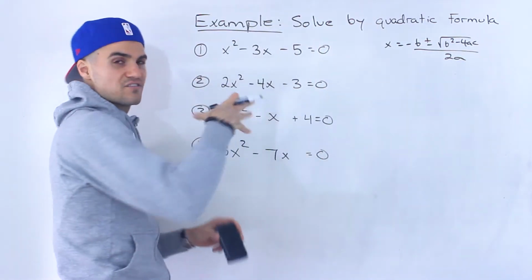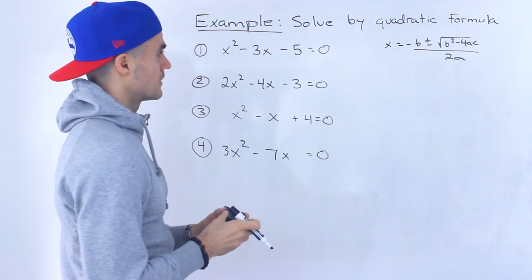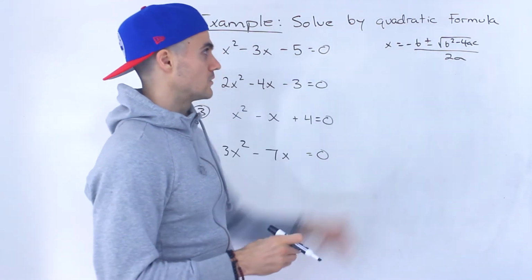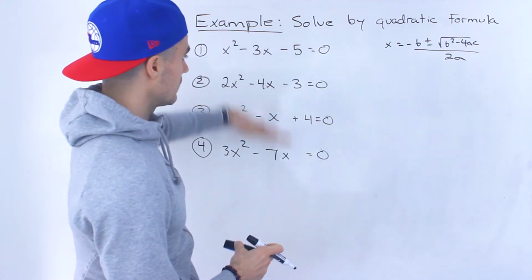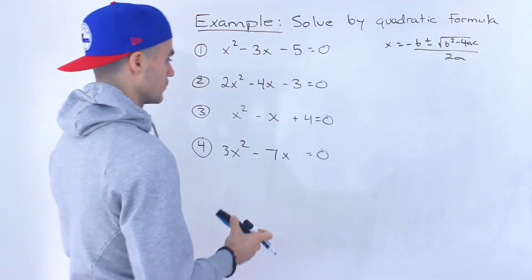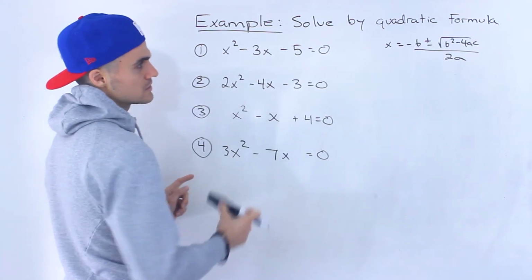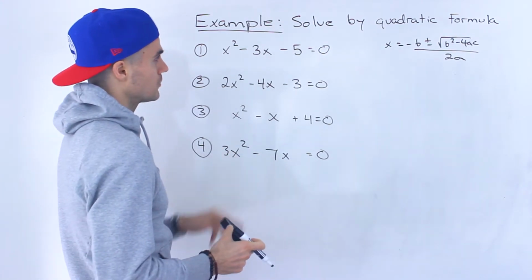If something doesn't factor smoothly, you can always take a quadratic equation and put it through this, and it'll give you the answer. Notice that none of these are going to factor smoothly. This one actually can, you could take out an x, but I'm going to show you how to do this with the quadratic formula as well.